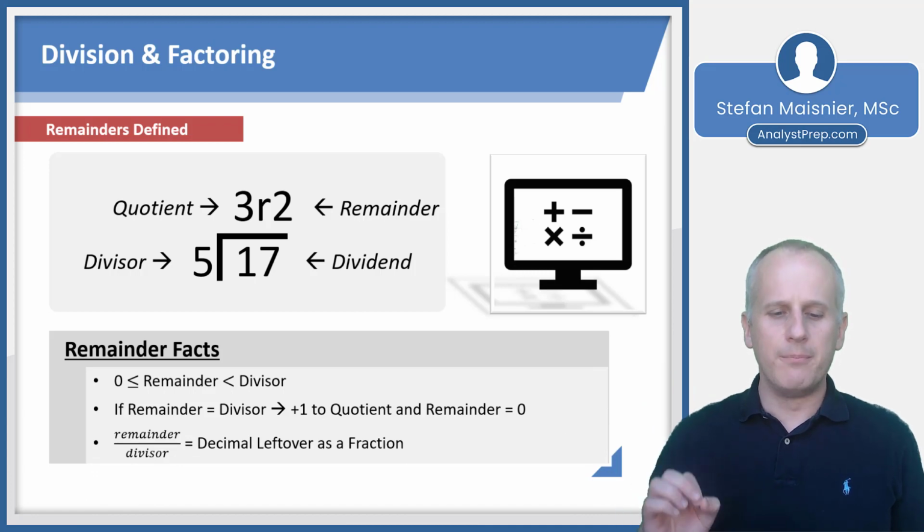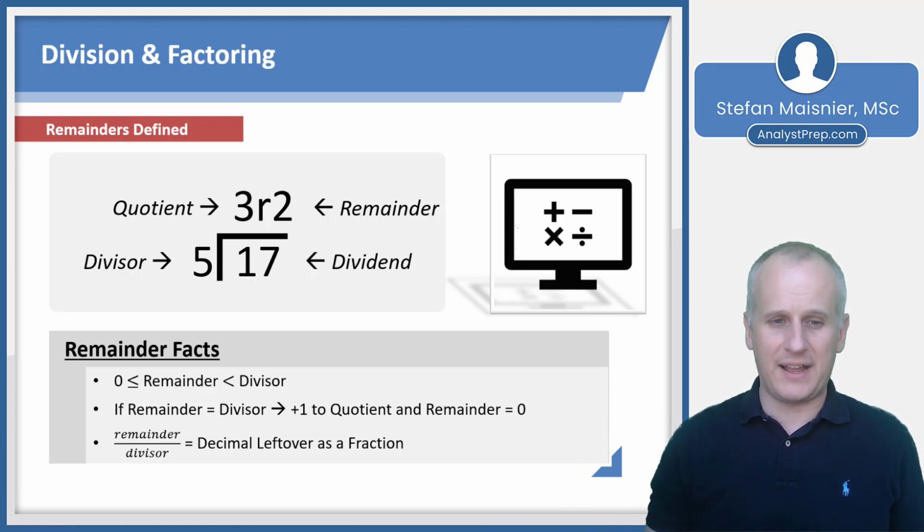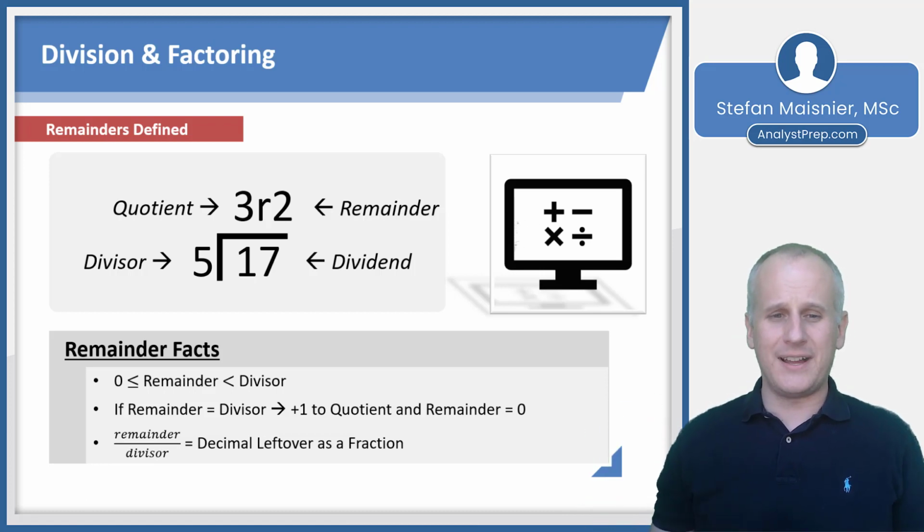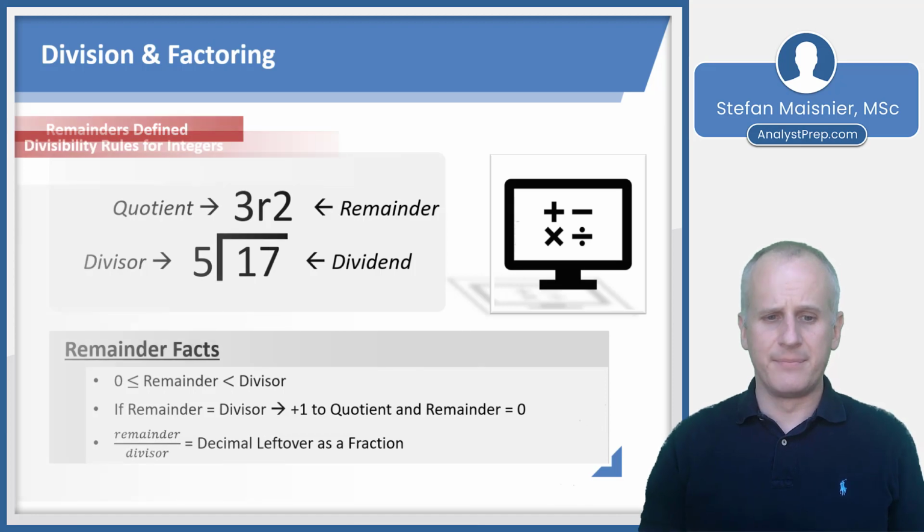And your remainder over the divisor is your decimal left over as a fraction. That's how we got 2/5, because we have 2 remaining out of the 5 that was left over. And we know that the remainder over the divisor is how we got the exact decimal conversion of 3.4 as being the decimal result of 17 divided by 5.